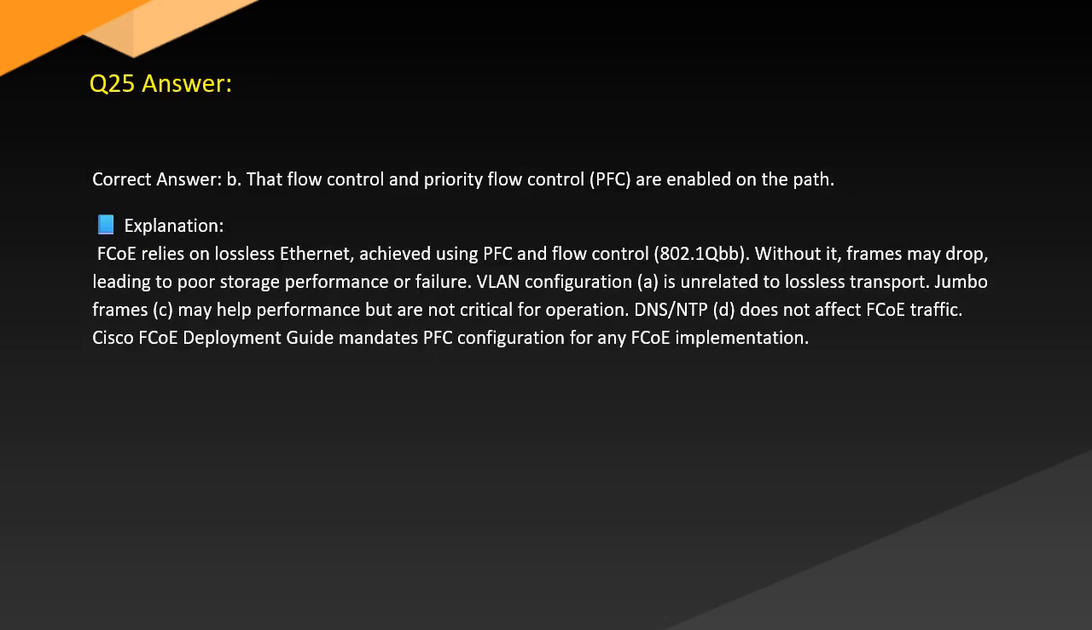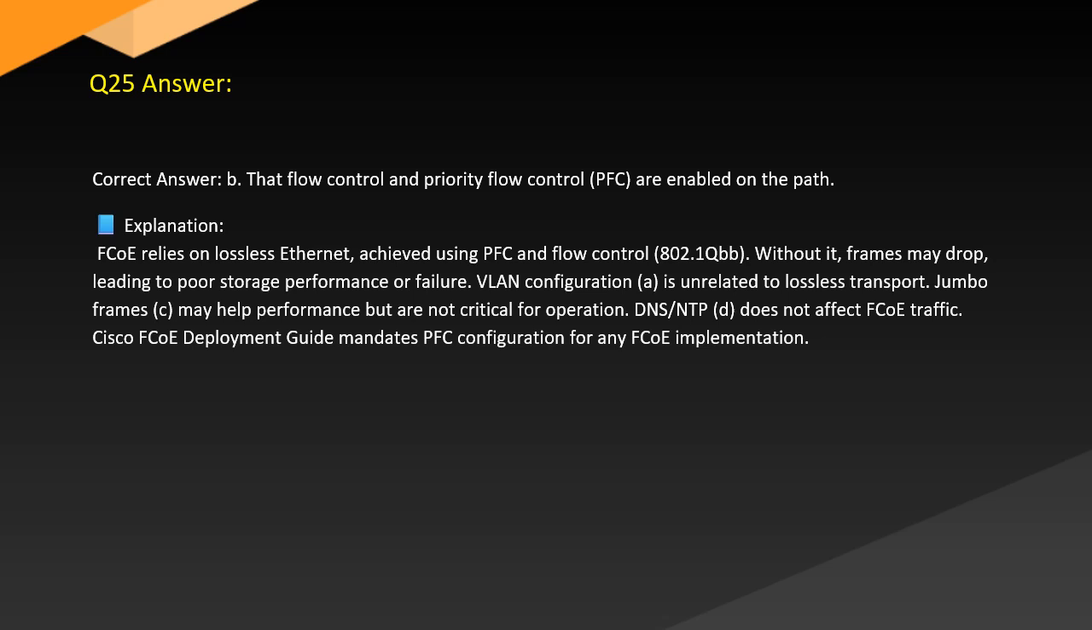Answer. Correct answer: B. That flow control and priority flow control PFC are enabled on the path. Blue Book explanation. FCoE relies on lossless Ethernet achieved using PFC and flow control, 802.1Qbb. Without it, frames may drop, leading to poor storage performance or failure.